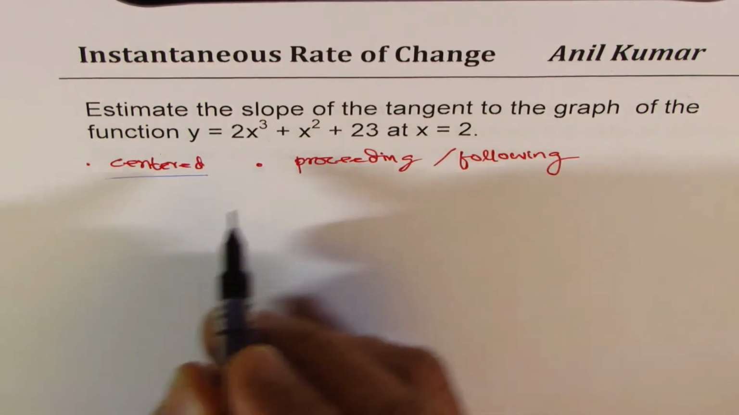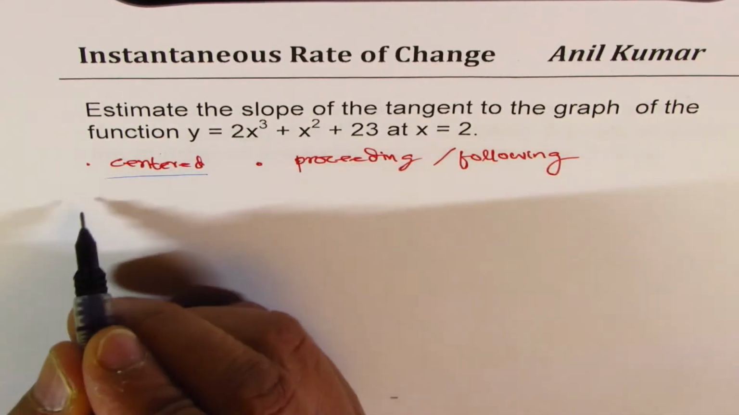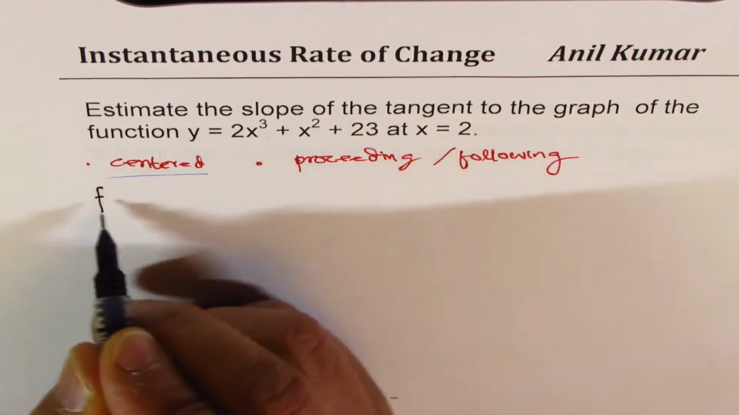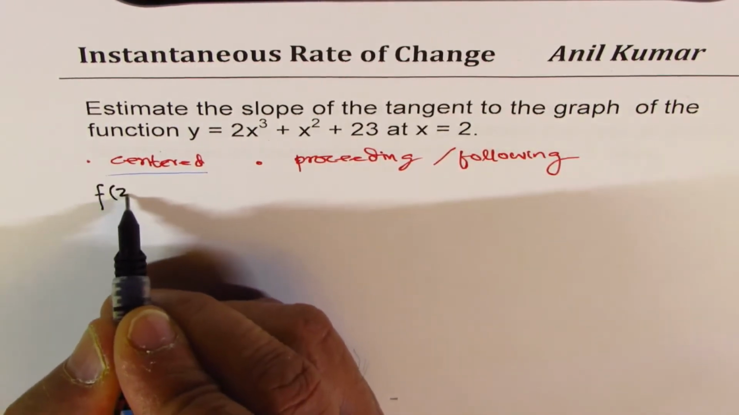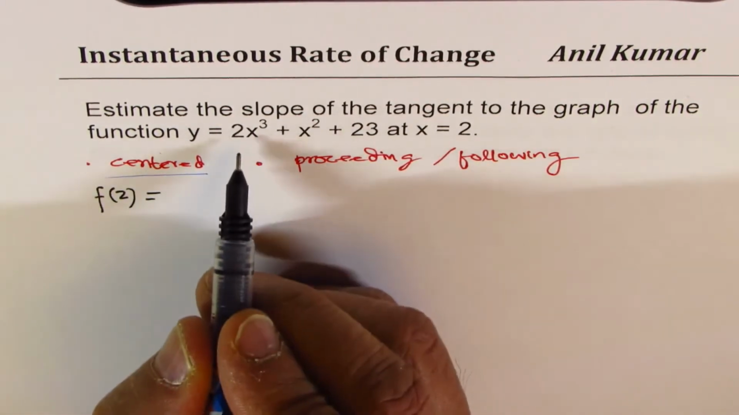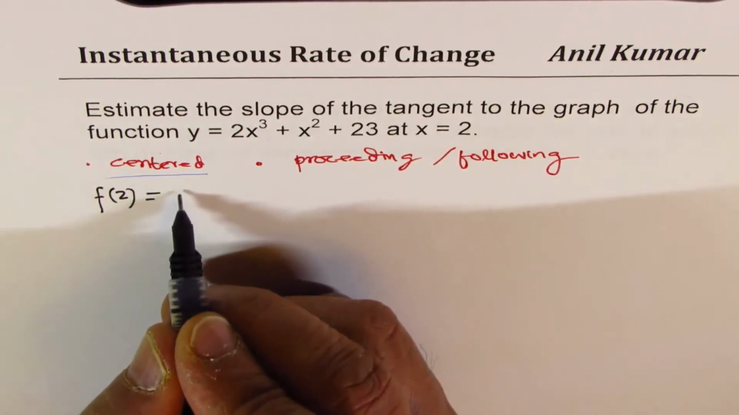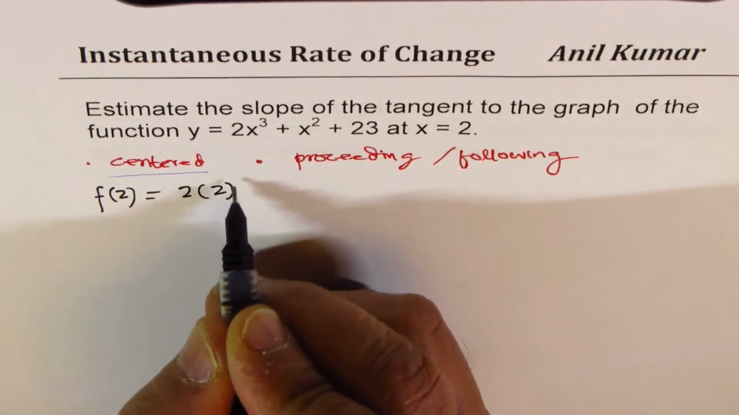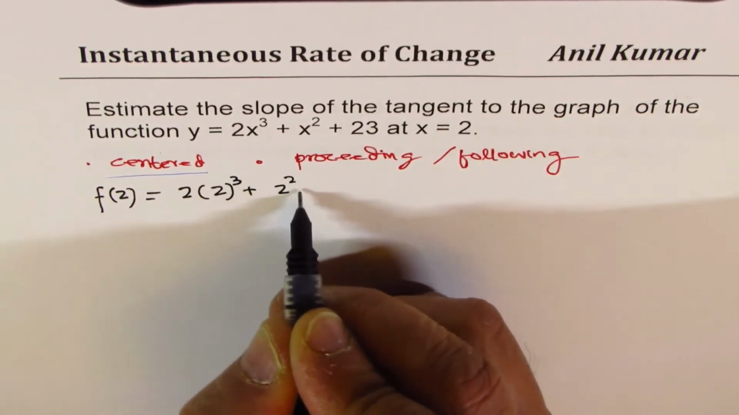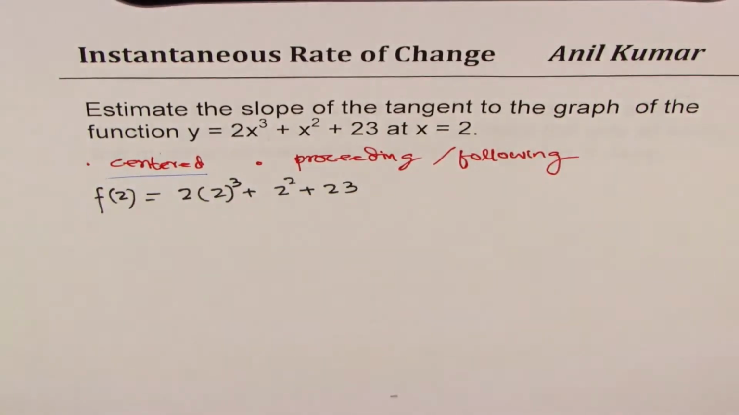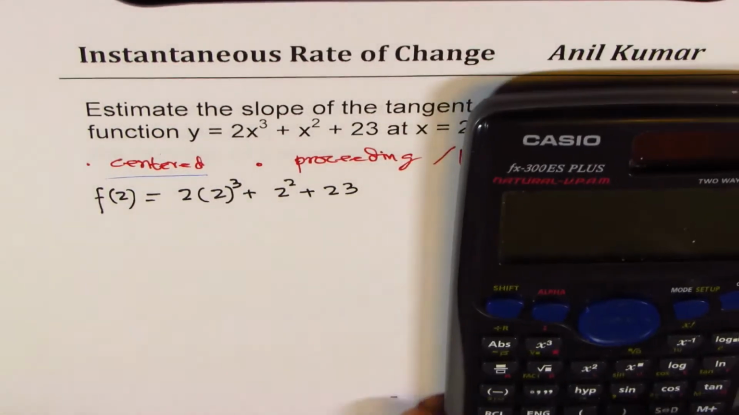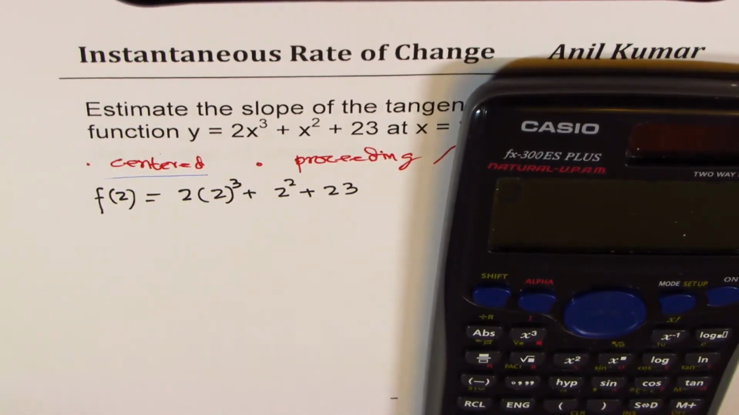So let's rewrite this function as a function of x. I'll prefer to write it as f of 2. When I say f of 2, I'm trying to find the value of this function at the point 2 itself. So that will be 2 times 2 cubed plus 2 squared plus 23, correct? We can always use a calculator to figure out this answer, and that gives us 43.